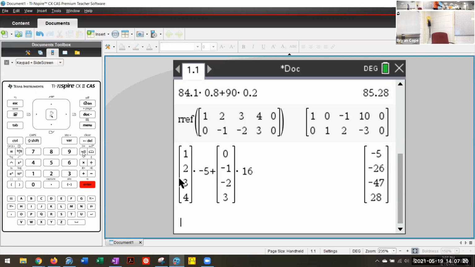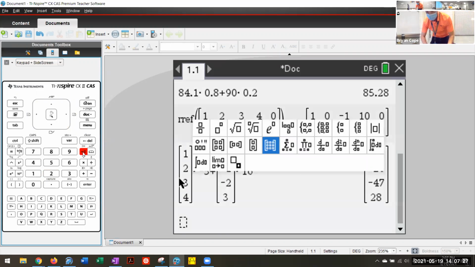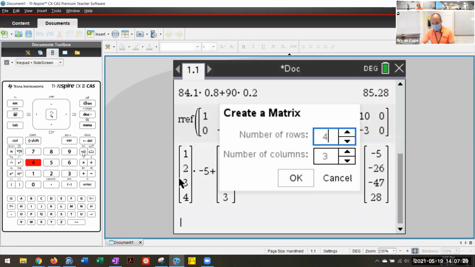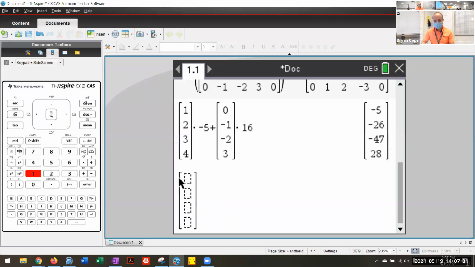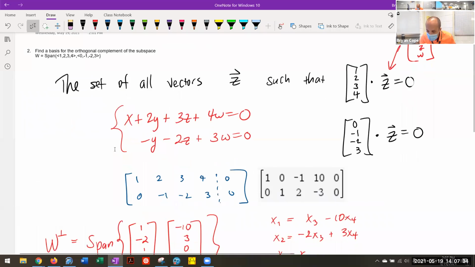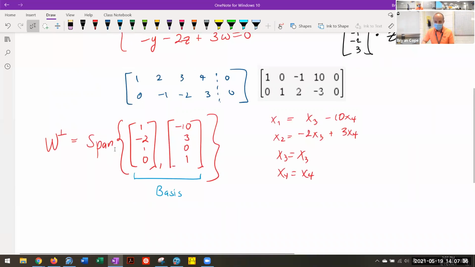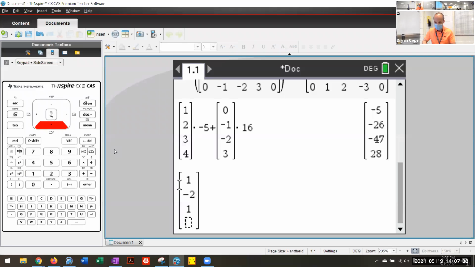All right, this thing is a member of W. Now I'm going to create a member of W perp, and we're going to show that the dot product of those two vectors is actually 0. To clarify, the dot product is really just the multiplication of the transpose. Correct. So our first basis vector is 1, -2, 1, 0, and I'm going to multiply that by some random scalar.